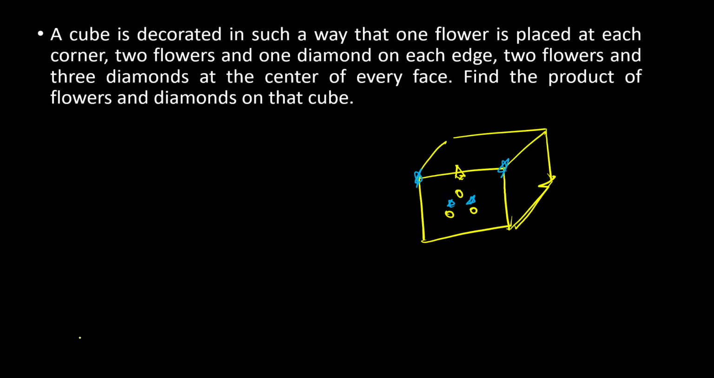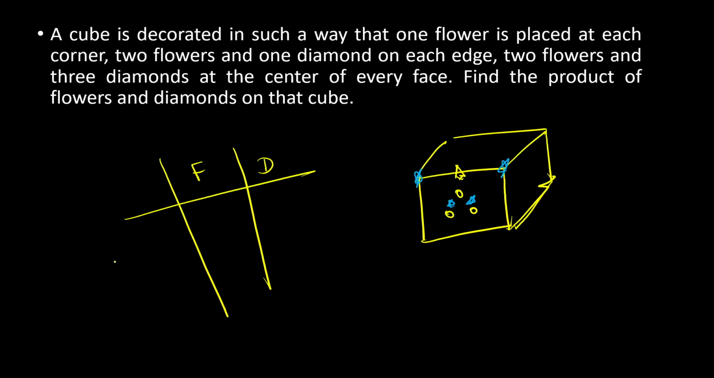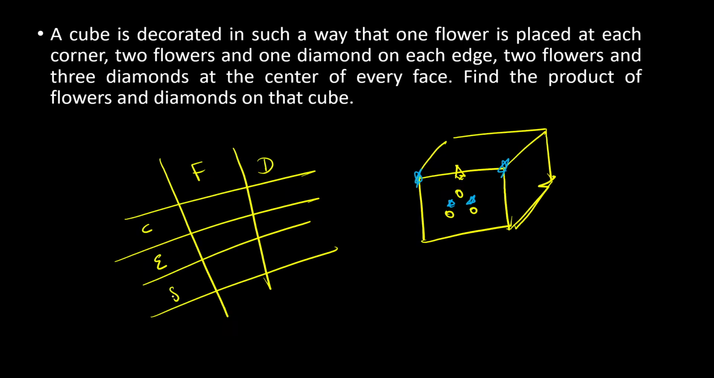In order to answer this question, we need to find the total number of diamonds, and along with that we need to find the total number of flowers as well. So the given question is about flowers and diamonds. So we need to find the number of flowers and number of diamonds present on the cube. Again, we need to follow the same order: corner, edges, faces. Now, let us focus on the number of flowers used to decorate this cube.